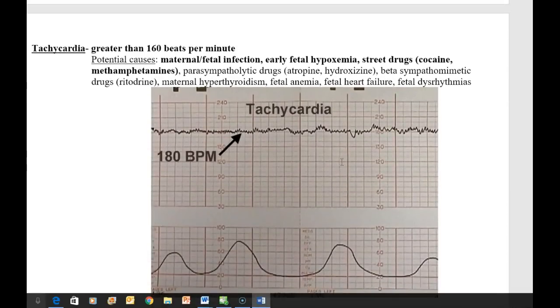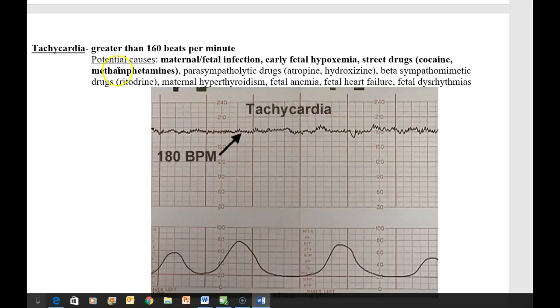Fetal tachycardia is greater than 160 beats per minute. The number one cause of fetal tachycardia is maternal fetal infection, specifically chorioamnionitis. And this is when there's an infection of the chorion and the amnion of the placenta, and the fetus is infected, and then mom is infected. And just like anyone who has a fever, your heart rate goes up.